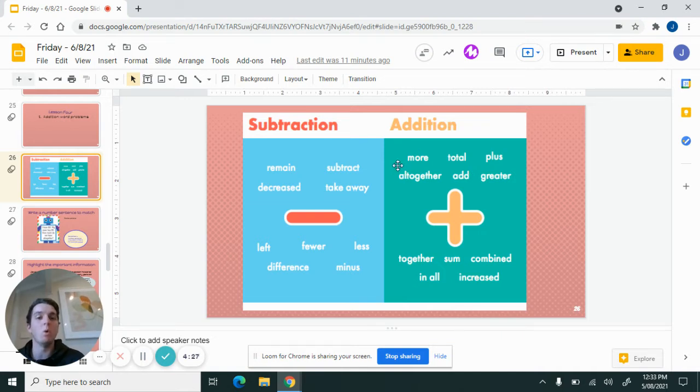You can see words like more, total, plus, altogether, add, greater, together, sum, combined, in all, increased. If you're seeing words like that, that gives you an indication straight away that we're looking at an addition problem. So those words can help to tell you that we're looking at addition word problems. Similarly, with subtraction, you'll see words like remain. So how many remain, subtract, decrease, take away, how many are left, fewer, less, difference, minus. All of those words would indicate that we are looking at a subtraction word problem. Okay?